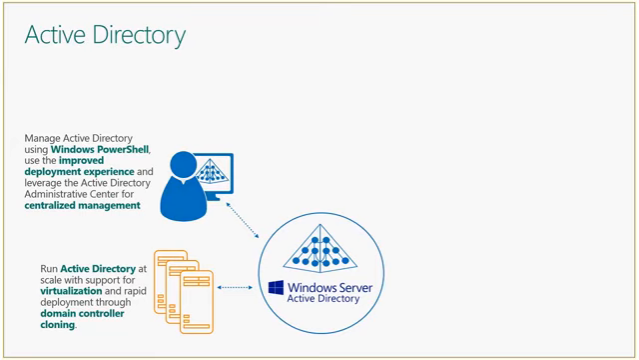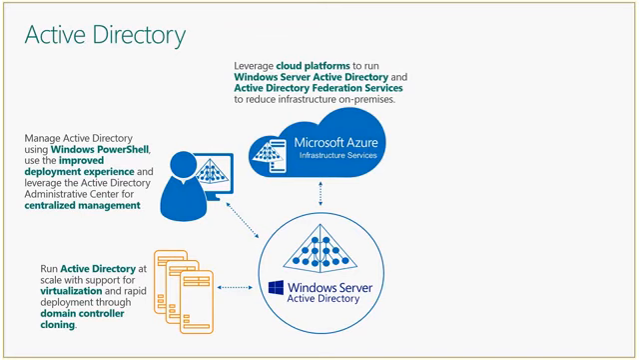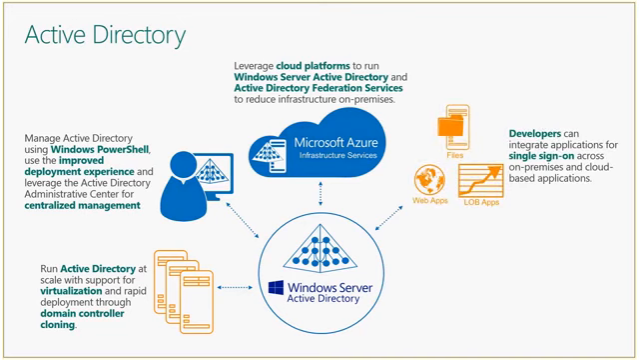Connecting to Azure Infrastructure Services, so IaaS, we provide support to be able to run Active Directory Federation Services and Windows Server Active Directory up there when you want to provide either a closer authentication mechanism in the cloud, or you want to move away from running on-prem and host your virtual machines in the cloud. Providing developers the ability to integrate applications. We've talked a little bit about that already.